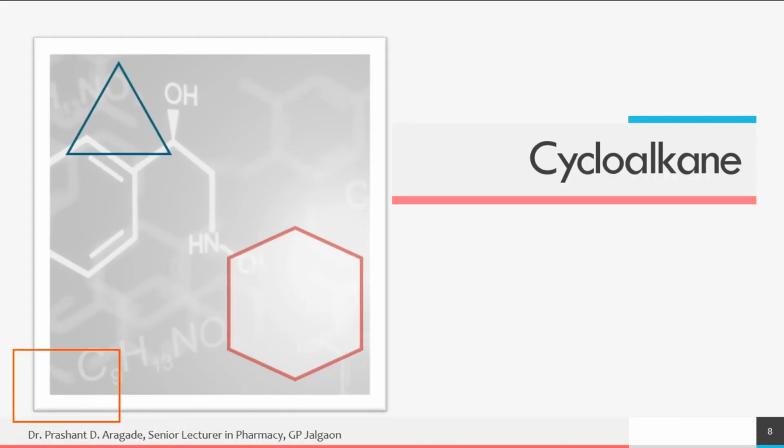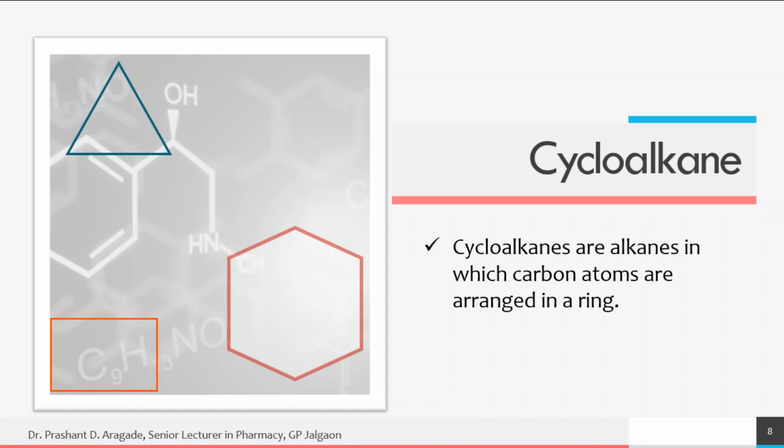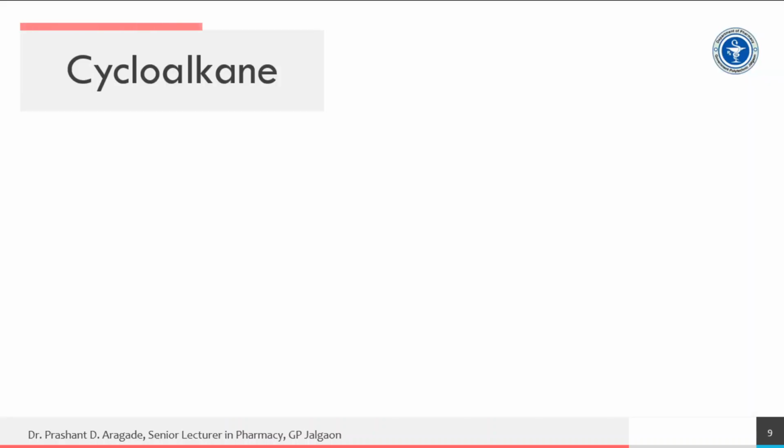So let's see about the cycloalkanes. Cycloalkanes are the alkanes in which the carbon atoms are arranged in a ring. In a normal alkane, the carbon atoms are arranged in a straight chain, but in the case of cycloalkanes, the carbon atoms are arranged in a ring. Remember that you always have to use a cyclo prefix to name the cycloalkanes. Why the cyclo prefix? Because in cycloalkanes, the carbon atoms are arranged in a ring.